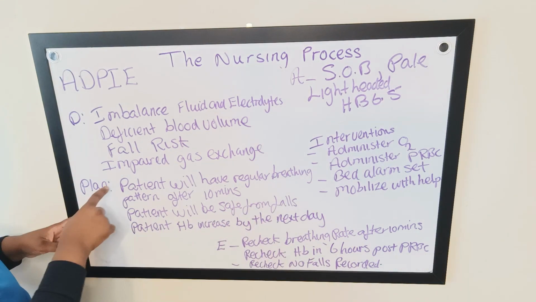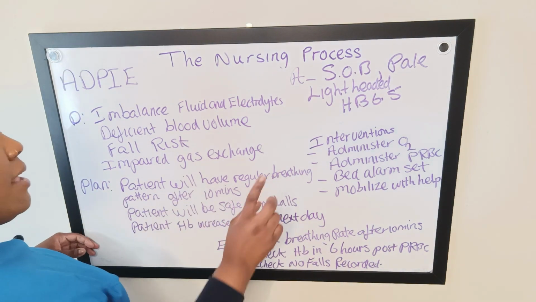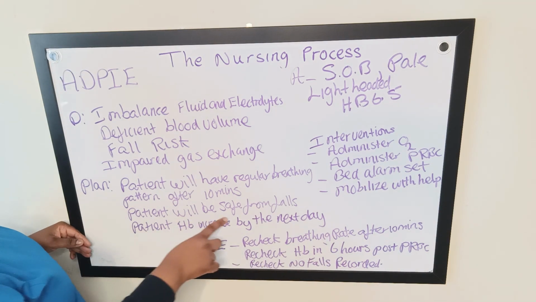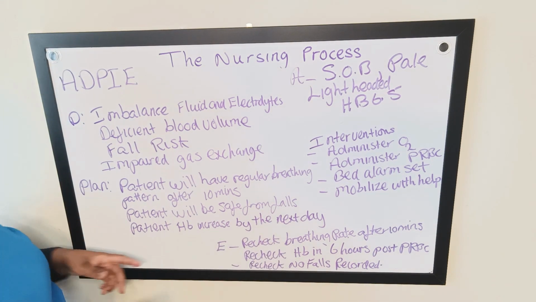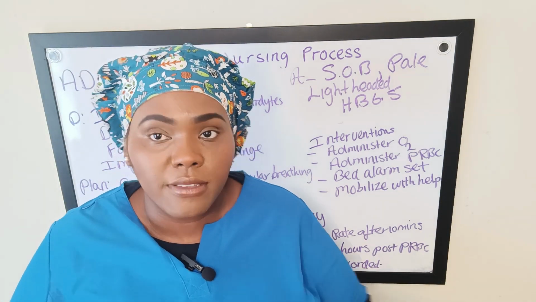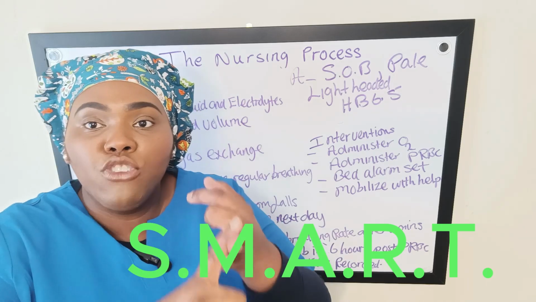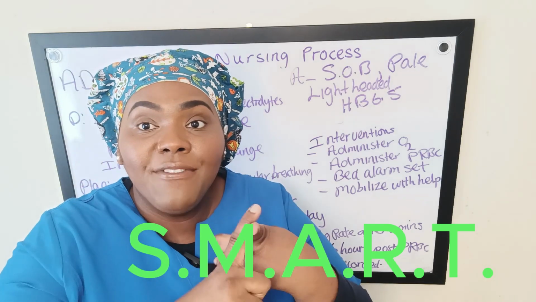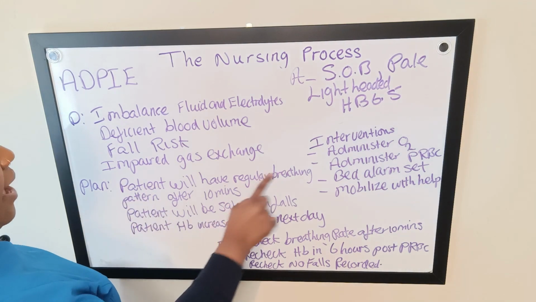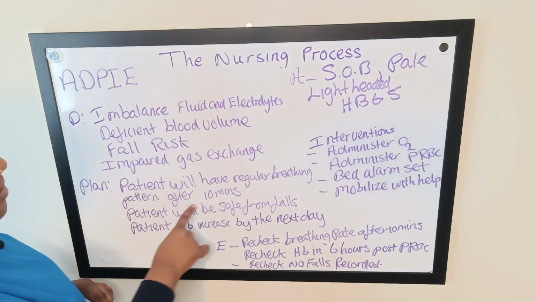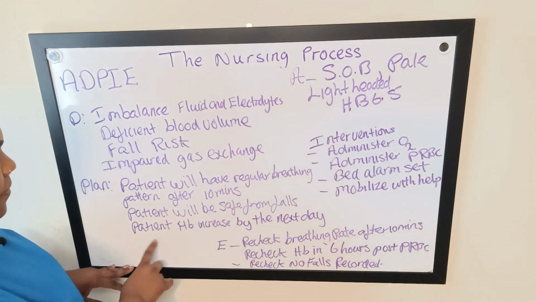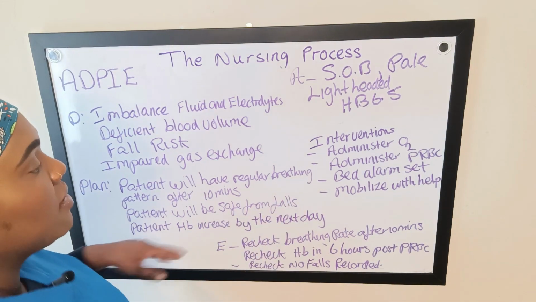What are we planning? Plan. Patient will have a regular breathing pattern after 10 minutes. Patient will be safe from falls, and patient HB will increase by the next day. So we give it time. It's using SMART: specific, measurable, attainable, relevant, timed. Remember, SMART. Patient will have regular breathing patterns after 10 minutes. Patient will be safe from falls, and patient HB increased by the next day.